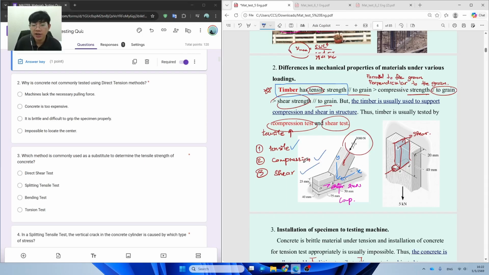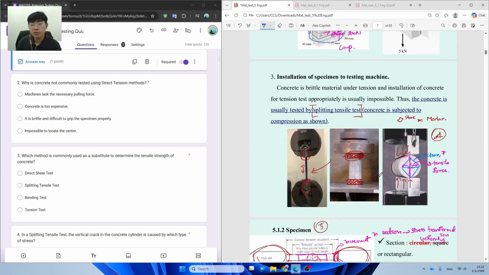Okay, so in the examination, if I ask you to put this in order, you need to be able to rank it like this: tensile stress is the best one, the middle one is compression, and the last one is going to be shear. So that's why in timbers, we rarely test for tensile, but we test for compression and shear, according to the material behaviors and the failure mechanism of it.